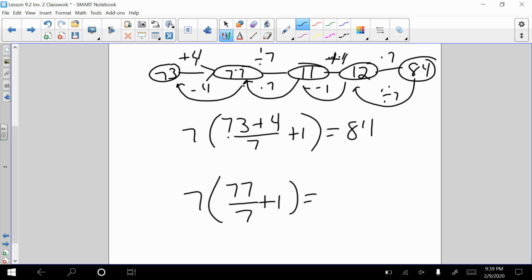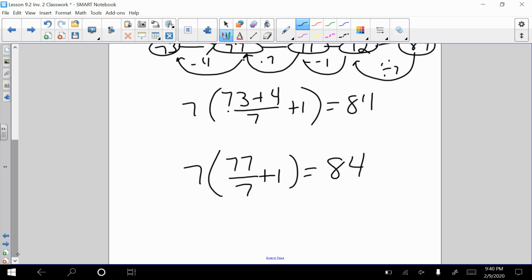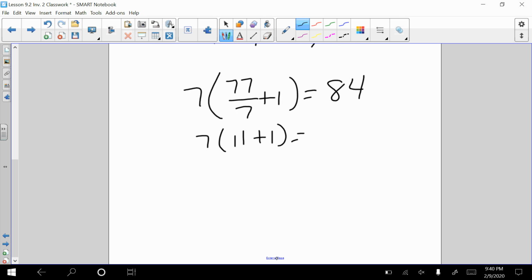All times 7 equals 84. Now 77 divided by 7 is 11 plus 1, still in the parentheses because I haven't finished. This gives me 7 times 12. If I multiply that out, I see that, yes, that does equal 84. It checks out, correct.